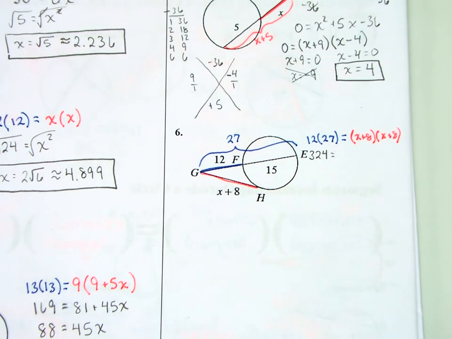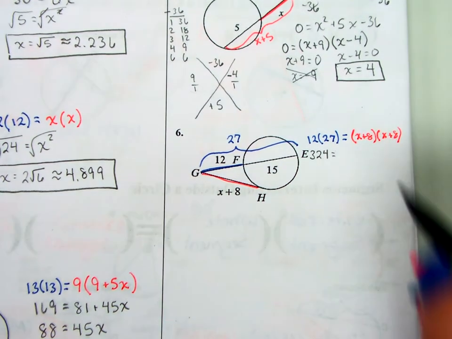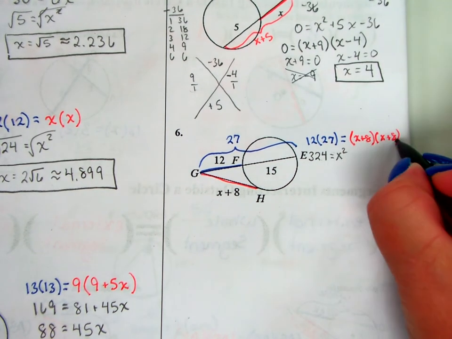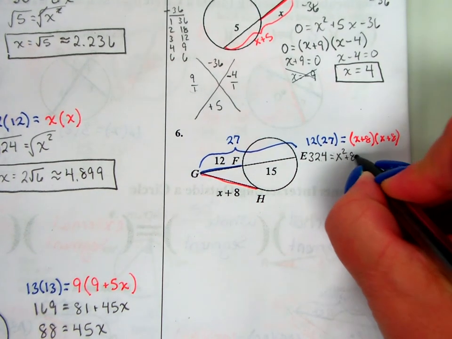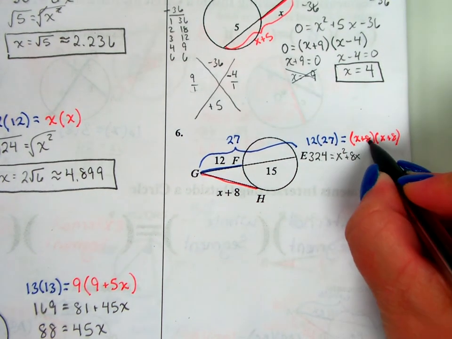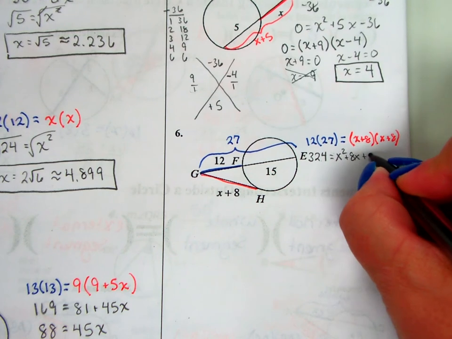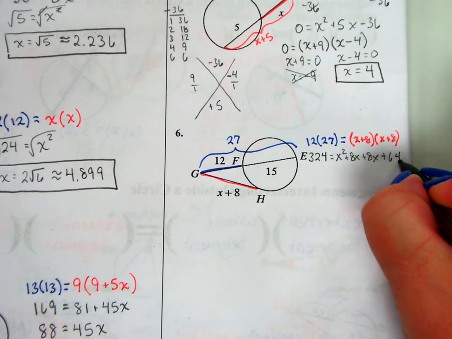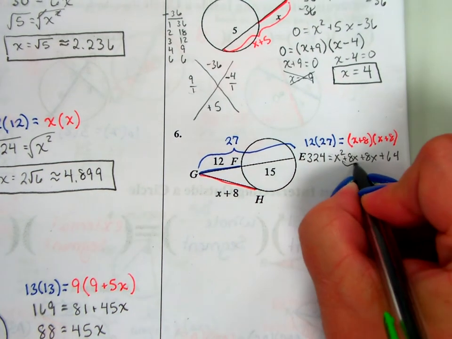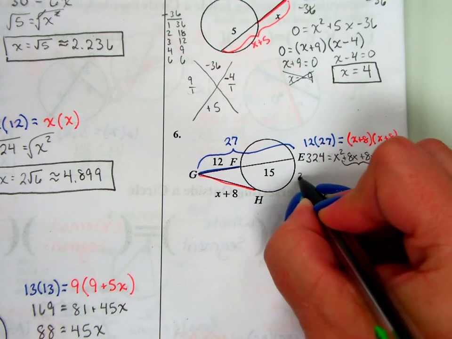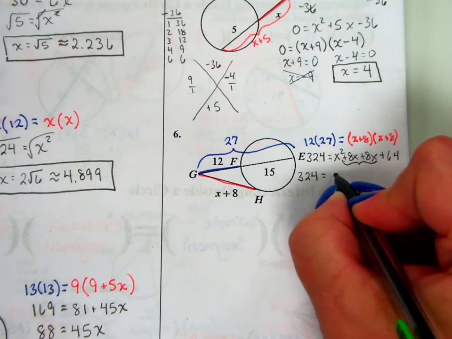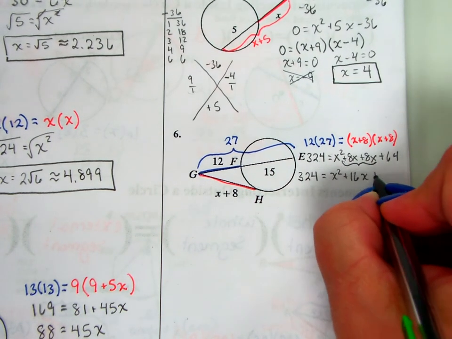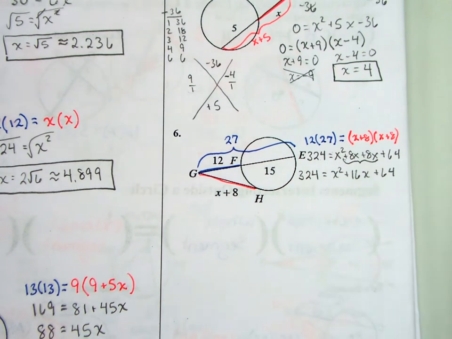On the right-hand side, we have to double distribute, right? We have to distribute the x, and then we have to distribute the 8. So x times x is x squared. X times 8 is plus 8x. And then we distribute the 8. 8 times x is plus 8x. 8 times 8 is plus 64. I'm going to combine the like terms, the 8x plus 8x. So 324 equals x squared plus 16x plus 64.